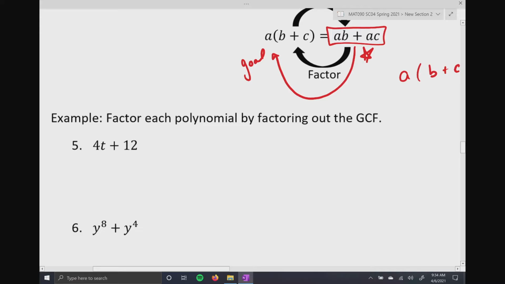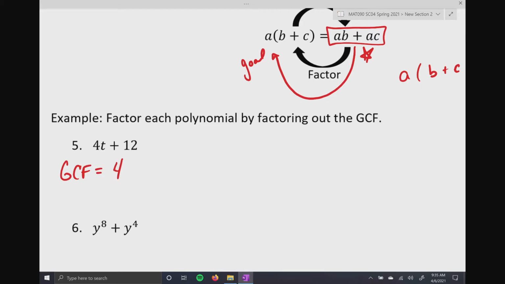In example 5, we have 4t plus 12. My GCF here is going to be 4. That's it. Now, I did that really quick, but if you think about it, I looked at what's the GCF for the numerical coefficients. That's going to be a 4 because 4 divides into 4 and it divides into 12 without a remainder. So my GCF is 4. For the variables, there isn't one. The first term has a t, but that second term, the number 12, does not have a t. So I cannot factor out a t. Has to be common for every single term.